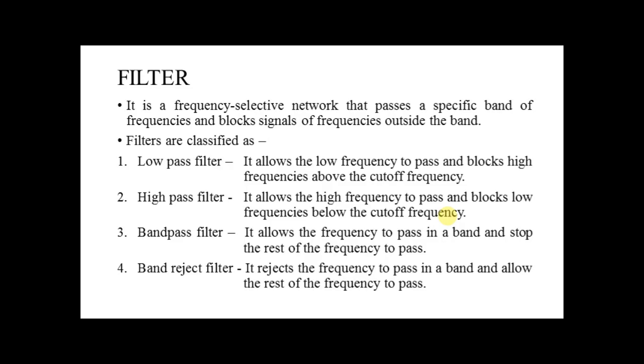Second is the high pass filter. It allows the high frequency to pass and blocks low frequency below the cutoff frequency. Third is the band pass filter. It allows the frequency to pass in a band and stops the rest of the frequency. Fourth is the band reject filter. It rejects the frequency in a band and allows the rest of the frequency to pass.